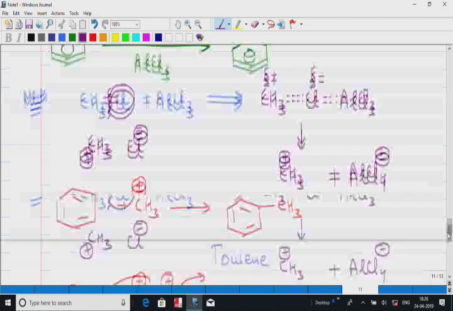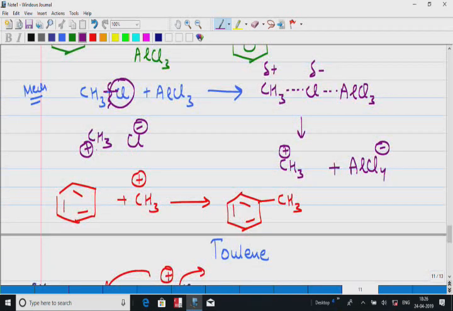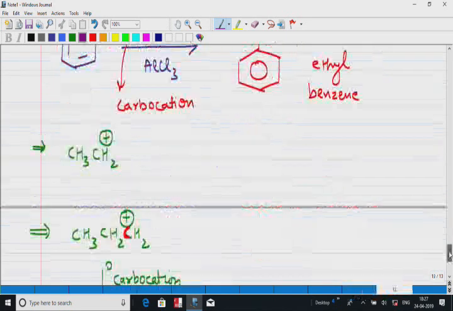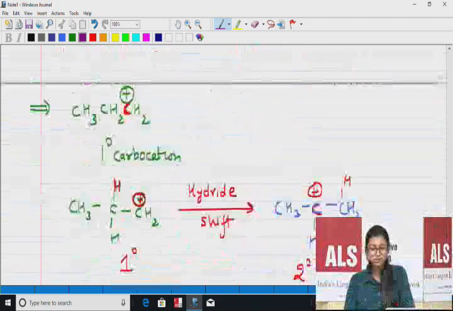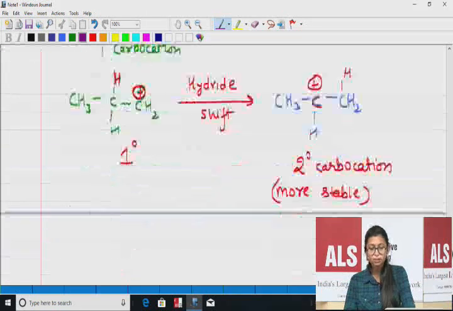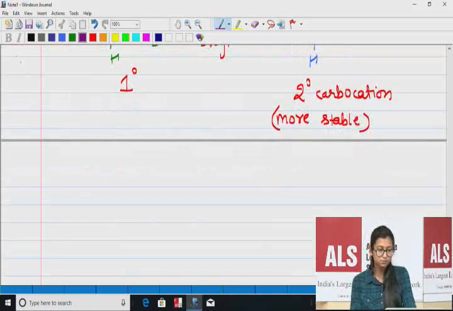Once you get the electrophile, just paste the electrophile on the benzene ring here. This is the only thing. This is a very simple mechanism. I know that you are reading it for the first time, so obviously there might be confusion. Is it clear now? Tell me whatever your doubt is, and I'll make it more clear.